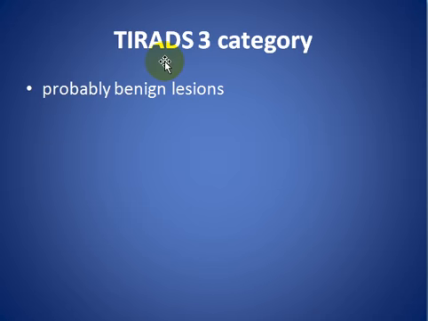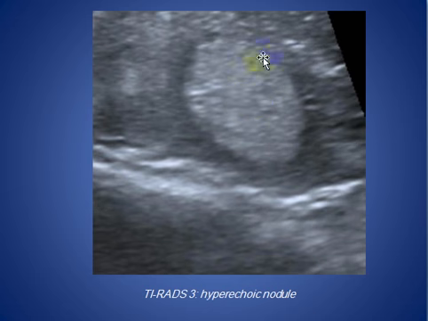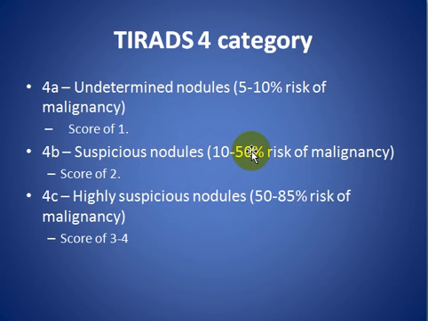Type 3 TIRADS, a probably benign lesion, and as we see here, this is a hyperechoic nodule with homogeneous echo pattern.